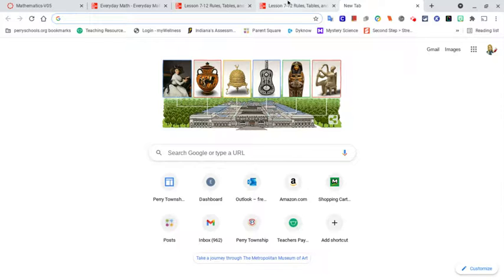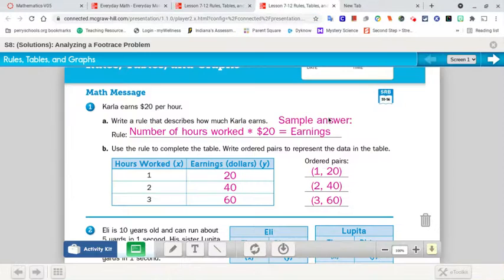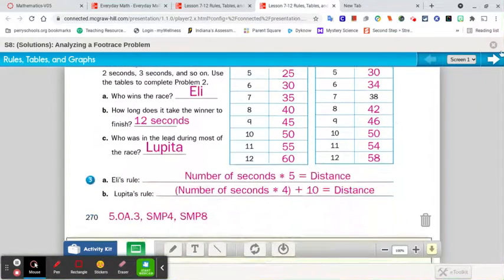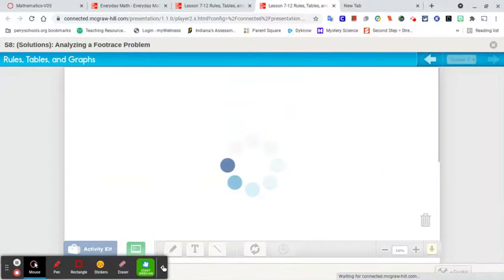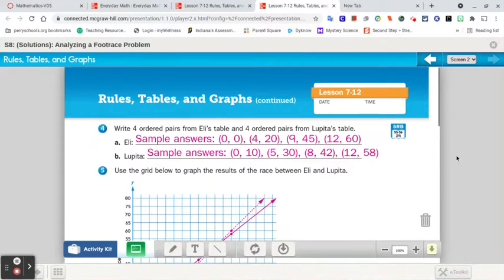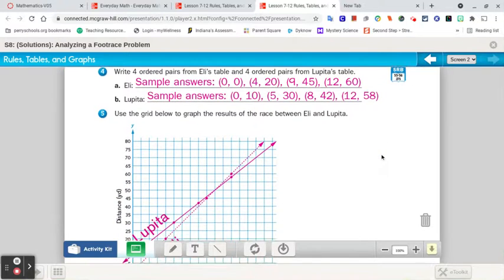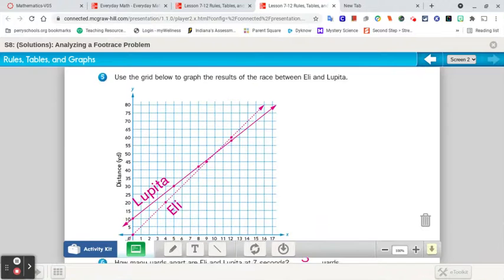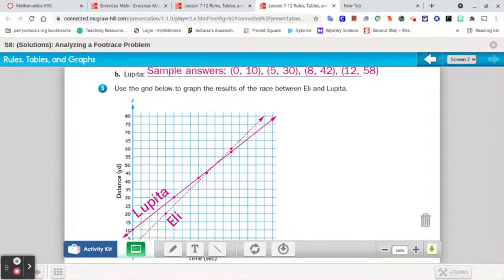Okay. If you are unpausing the video, that means you are ready to go over some answers. So that's what we did together. Your ordered pairs might be different than what's shown, but as long as you got them off your table, that's fine. There's just some sample ones you could have had. But no matter what ordered pairs you picked, your lines should have looked the same.